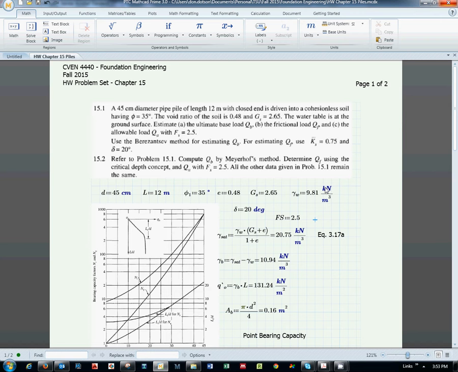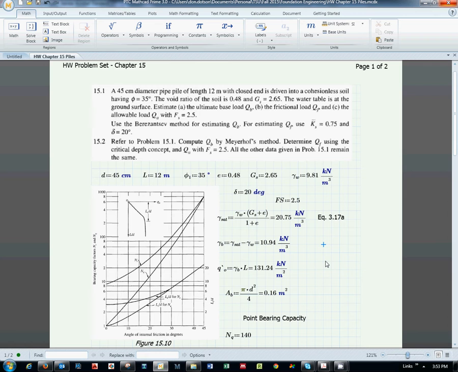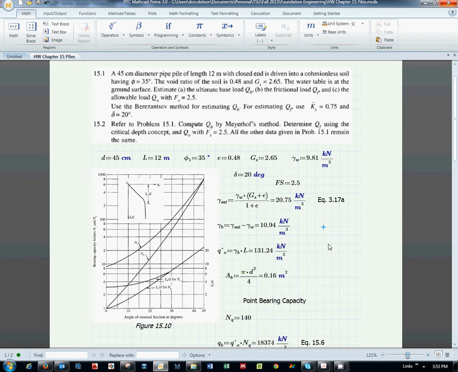It says compute the ultimate bearing capacity by the Meyerhof method and then use the Q sub F, the critical depth concept to come up with Q sub F. And then it says find Q sub A with a factor of safety of 2.5. So apparently it doesn't want you to add QB to the QA and then divide both of them by 2.5. So anyway, that's the way the book went. The book made an egregious error, left out a decimal place, so it's off by a factor of 10 in one part. So I'm going to fix that.